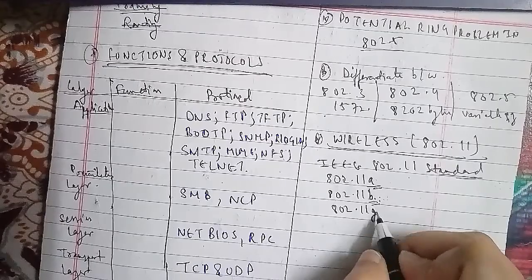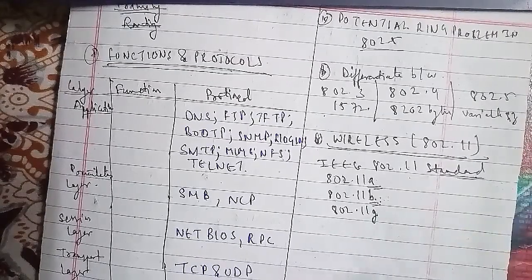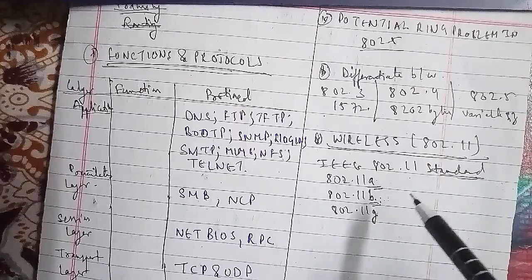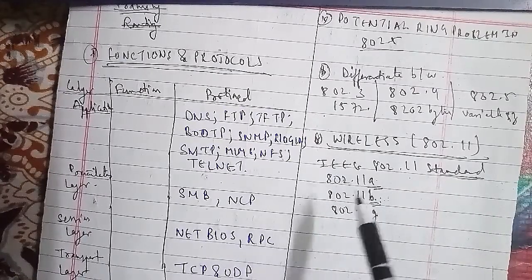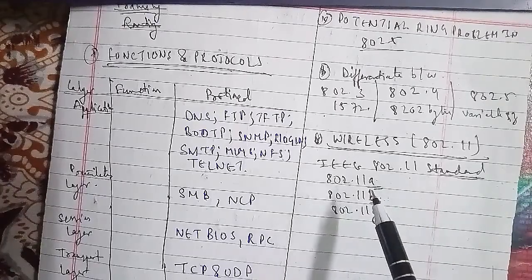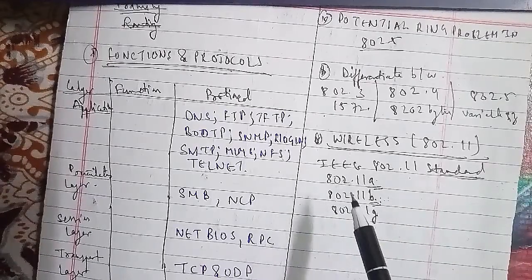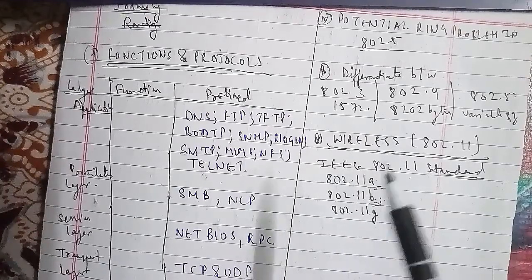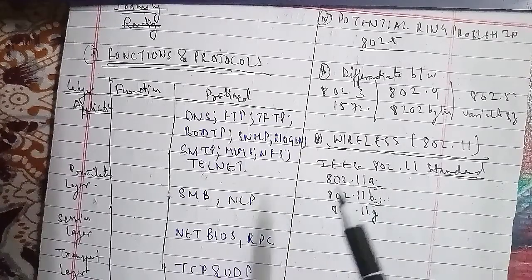So a wireless LAN cannot implement CSMA/CD. This is all that we have to discuss about it, and we'll discuss more things in the next coming classes.